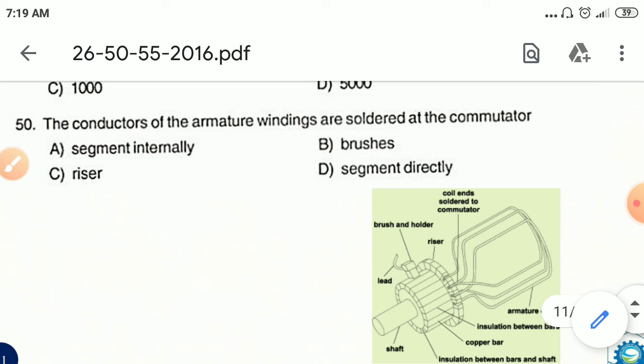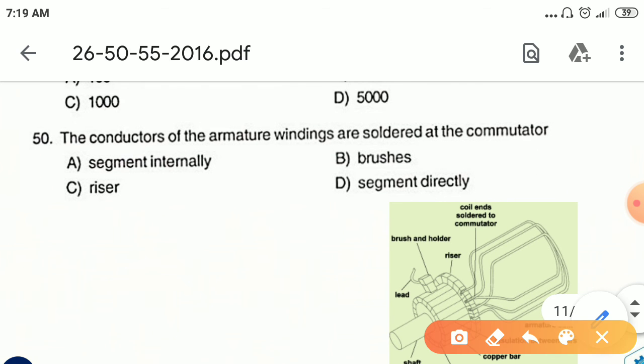So the answer for question number 50 becomes option C, that is riser. Risers are used for soldering the armature winding to the commutator.